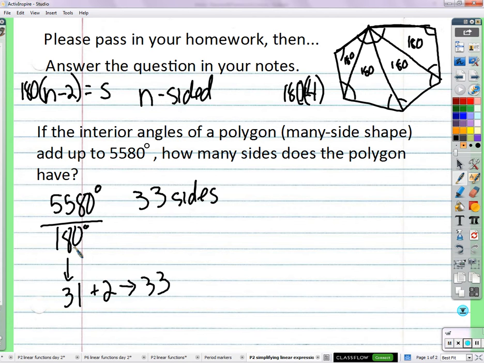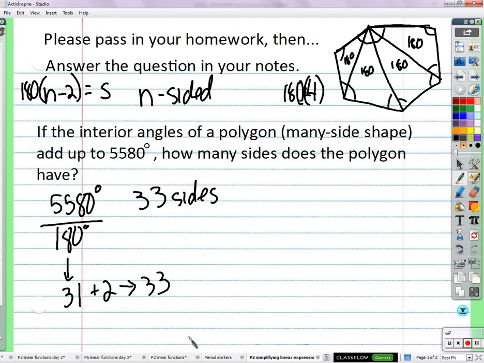Okay, why'd you divide by 180? Because each triangle has 180 degrees. So you're thinking of this as a sum of a bunch of triangles' angles. So let's divide it by how many degrees are in a triangle, and we'll find the number of triangles. And then I know the number of triangles is 2 fewer than the number of sides, so we'll add 2 and get 33 sides.